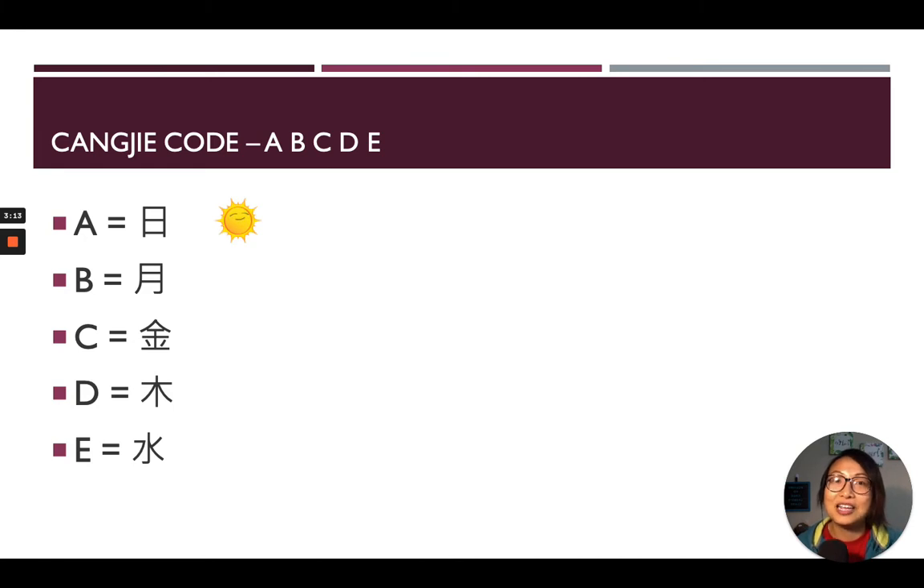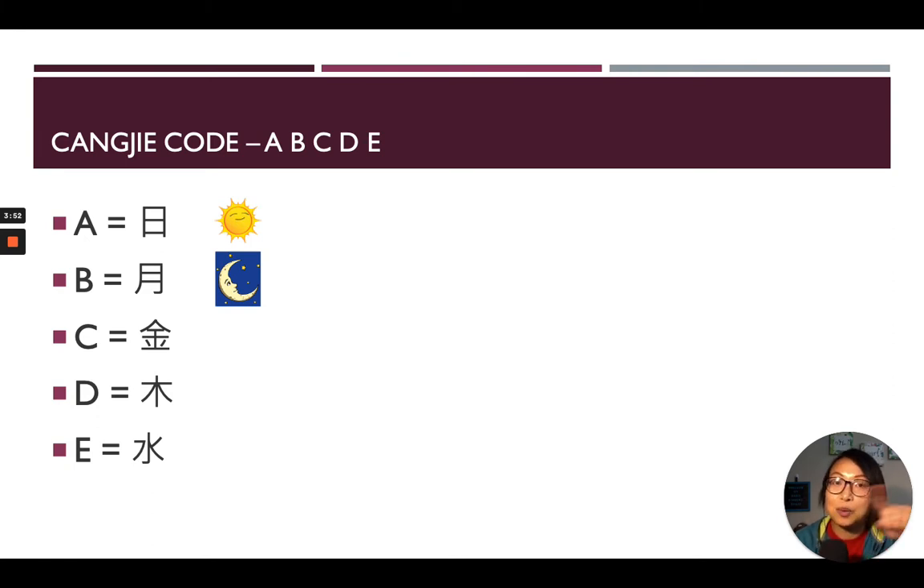So to look at the A, well, let's think about the biggest light source, yat. And then for B, after the biggest source, let's look at the second biggest source. Well, after the sun, we have the moon. So, yat and yut. That would be the second biggest light source. All right, and then for C, C is the gum. And when we talk about gum, it's not just gold. If you know, gum means gold. And gum also means metal.